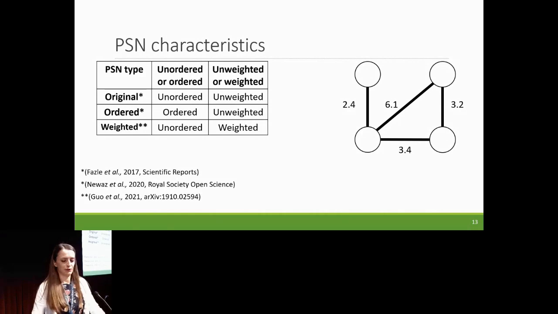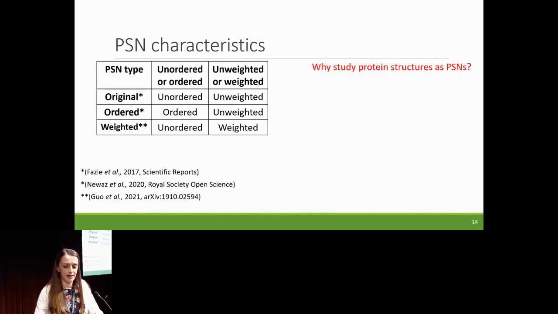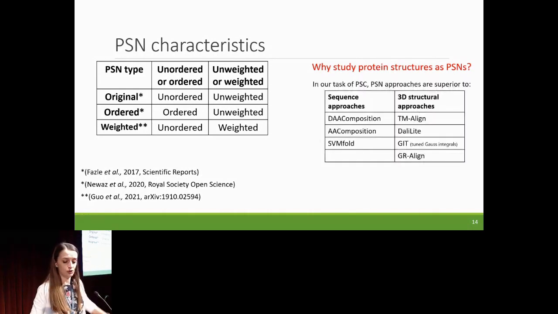And now, if you're still not convinced that we need to model 3D structures as networks first, here's why. In a series of these studies, all of which are in the task of protein structural classification, we have shown that our approaches, starting with original, then we proposed ordered, then we proposed weighted PSNs, along with approaches for analyzing them, outperform traditional sequence and 3D structural approaches. Representative ones are listed there.